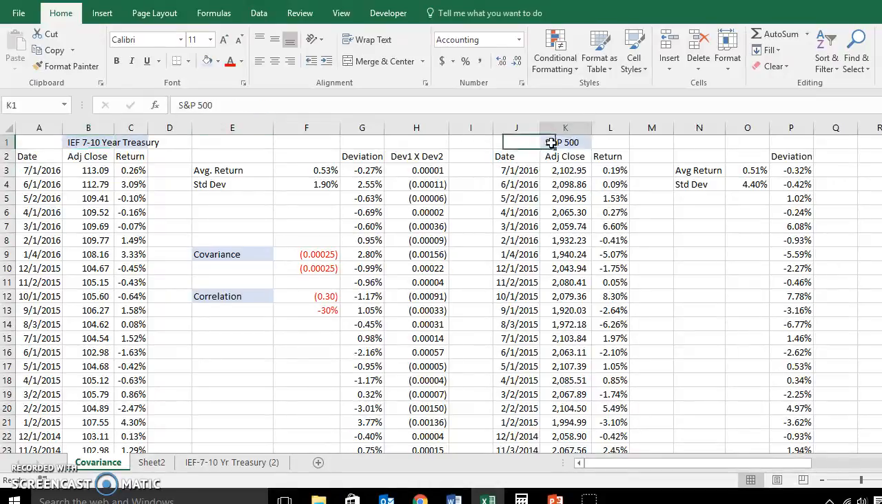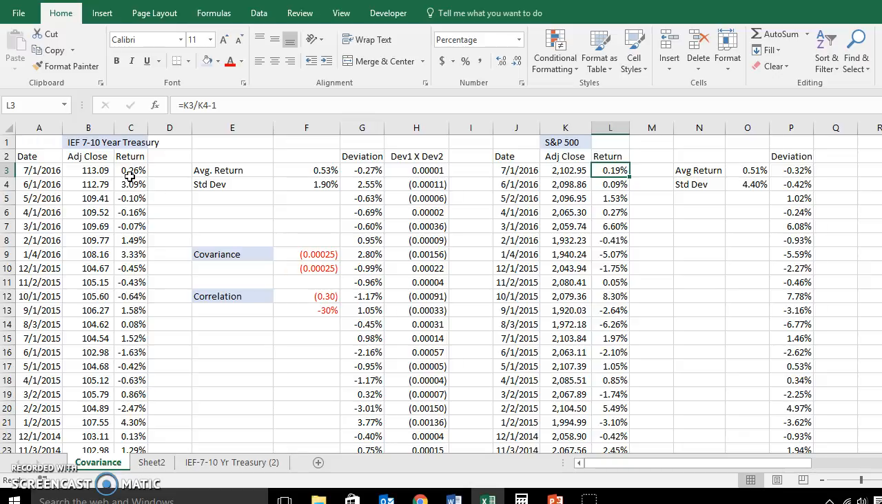Same thing I have done for S&P 500. So this is the monthly return for these two asset classes. I have deleted other values like open, close, adjusted, volume, etc., because I'm not going to use them, to keep it simple. So with that basic information, let's get started.